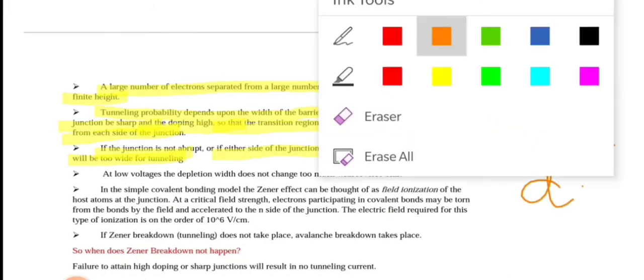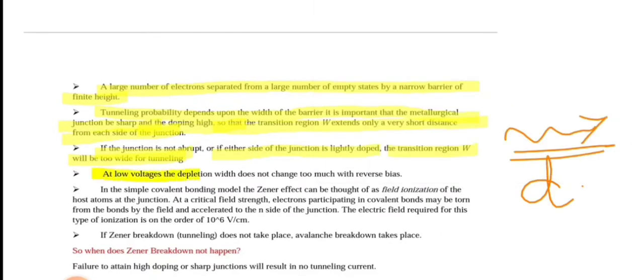At low voltages, the depletion width does not change too much with reverse bias. So I have told you the Zener effect will happen at low reverse voltages. In the simple covalent bonding model, the Zener effect can be thought of as field ionization of the host atoms at the junction.